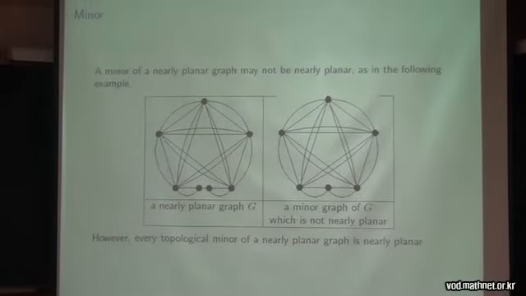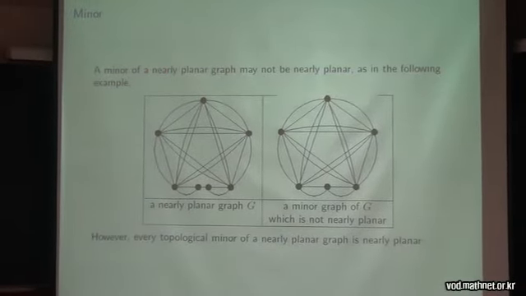But the sad thing is that a minor of a nearly planar graph may not be nearly planar. In this graph, there's a planarizing edge here, right? If I delete this edge, then it becomes a planar graph. But if I contract this edge, then this is not a nearly planar graph. However, every topological minor of a nearly planar graph is nearly planar. So we can use topological minors, but we cannot use graph minor properties.